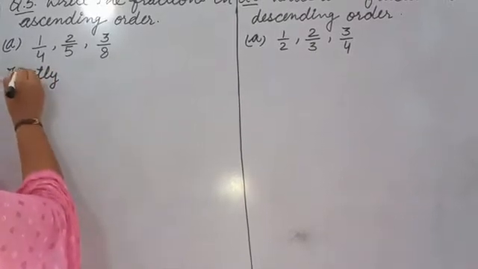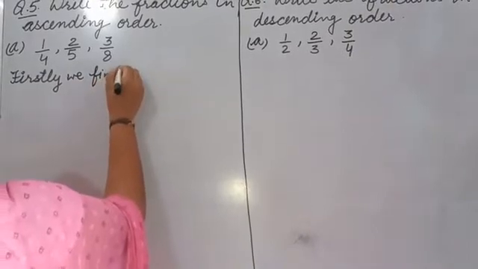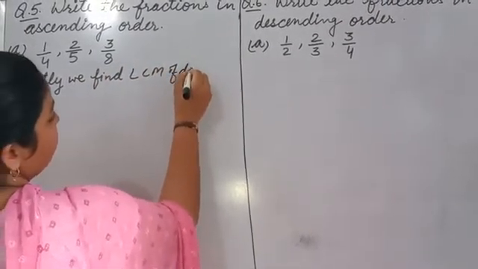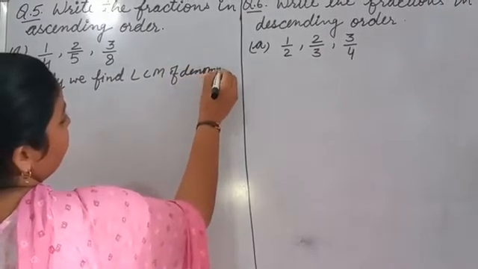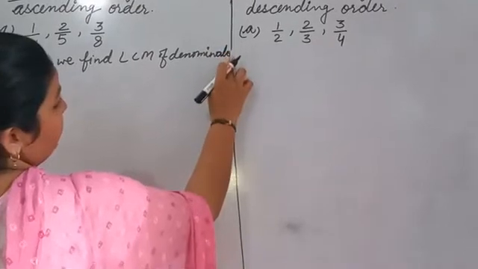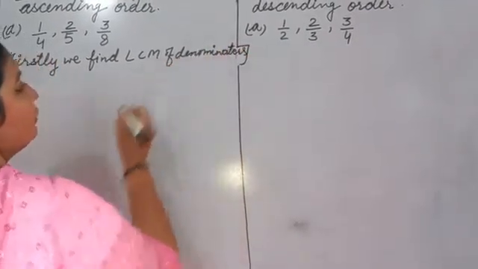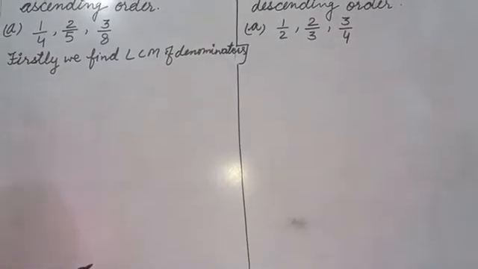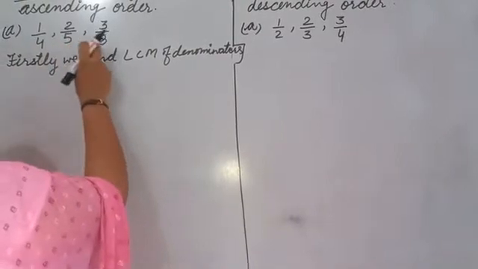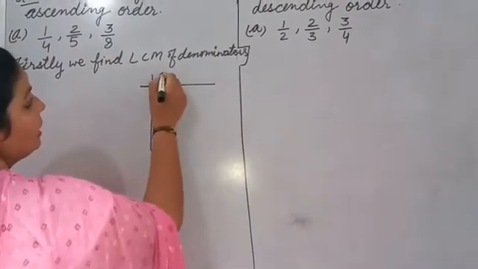we find LCM of denominators. Okay. Firstly find LCM of denominators. So denominators are which? 4, 5, 8. So we find LCM of 4, 5 and 8.